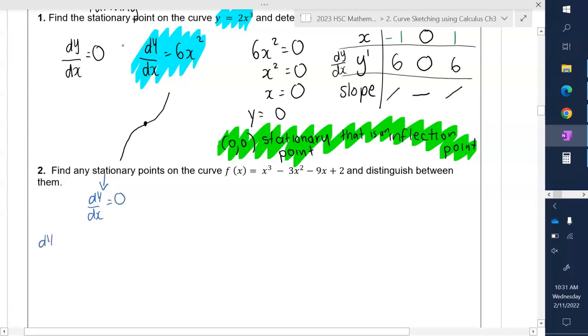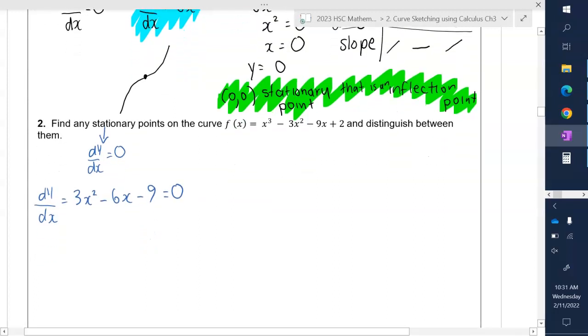Let's find dy/dx. Let's differentiate our function. If we differentiate our function, we end up with 3x squared minus 6x minus 9. Now, we want to find where that is equal to 0. So we need to factorize this. So pause the video and have a go if you're doing it with me. I'm going to do it the way that I do it. You may do this slightly differently.